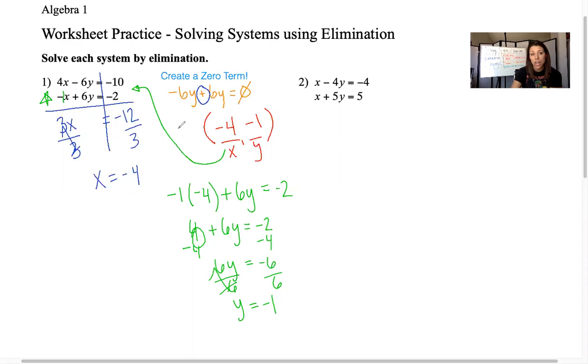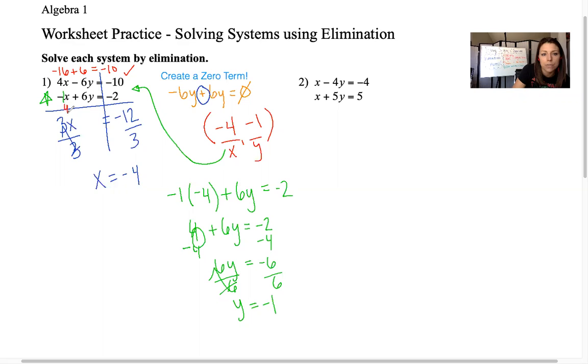I always suggest checking your answers. Let's just do a quick mental check. 4 times -4 is -16. -6 times -1 is +6. Does that equal -10? Yes, it does. And then again, we already used the second equation to find the solution, so it should work.